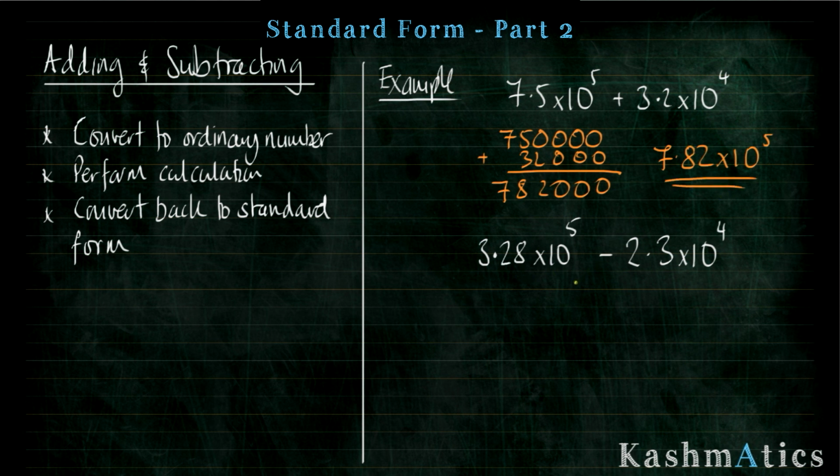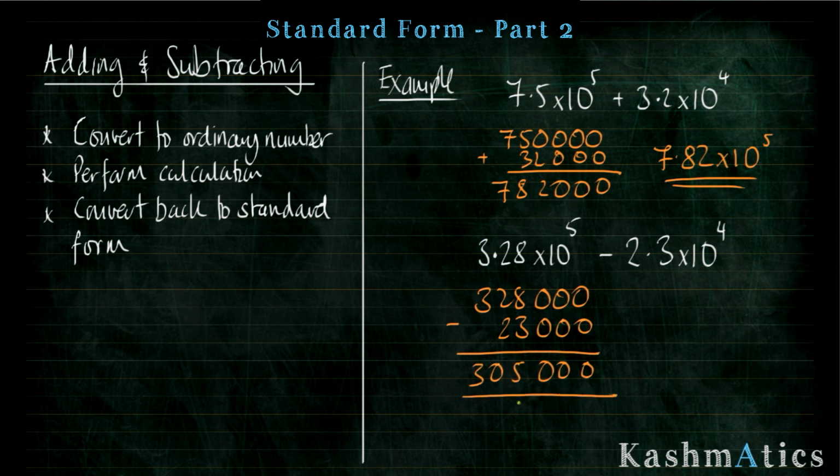And this is just the same, we would just subtract instead. So 3.28 times 10 to the power 5 would be 328,000. Take away this, which would be 23,000. Okay, then perform your subtraction, leaving you with 305,000. And that would be 3.05 times 10 to the power 5. And that's all there is to it. It's a bit more fiddly than multiplication and division, but it's not difficult.